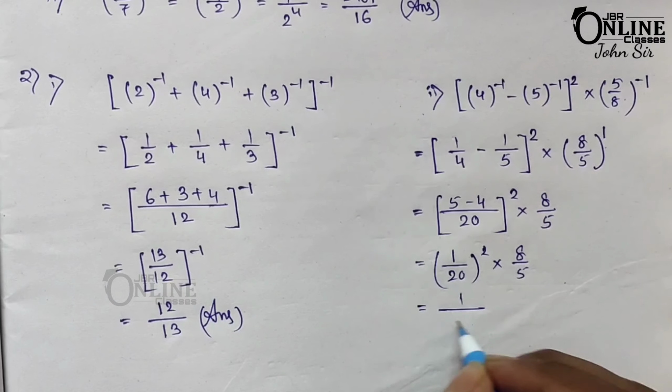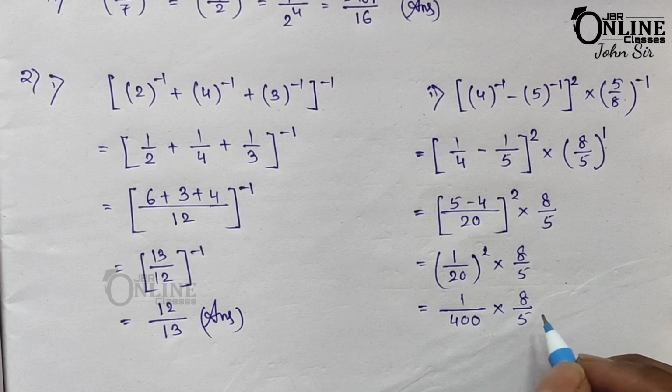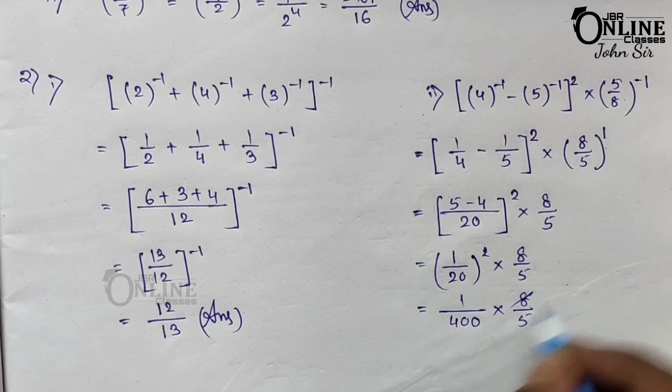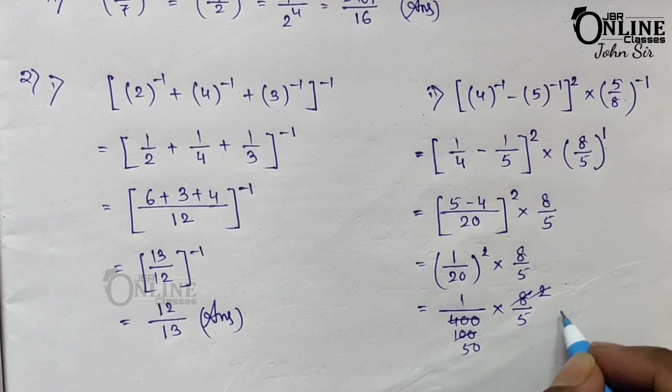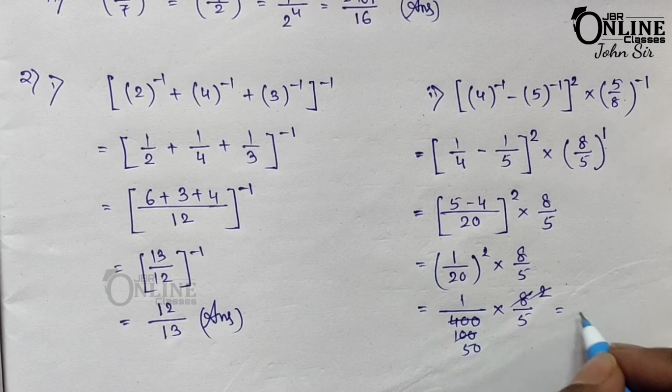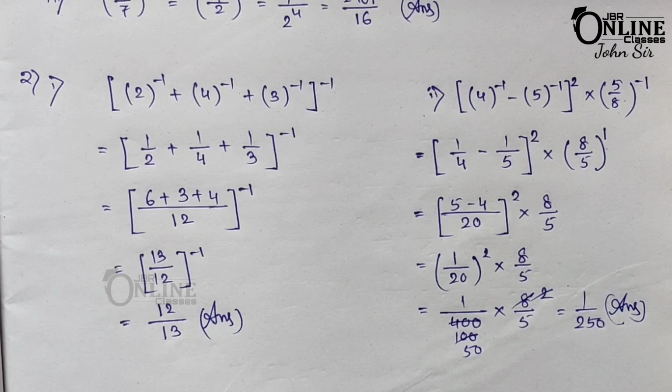Now (1/20) square means 1 by 400, into 8 by 5. Okay, so now cancelling, it becomes 1 by 50, then 1 by 5 into... that means 1 by 250. 1 by 250 is the answer.